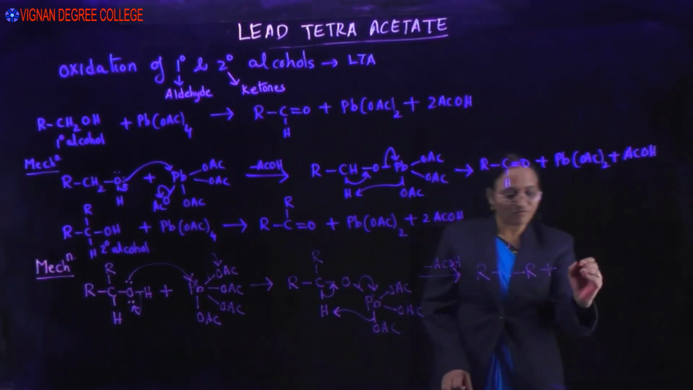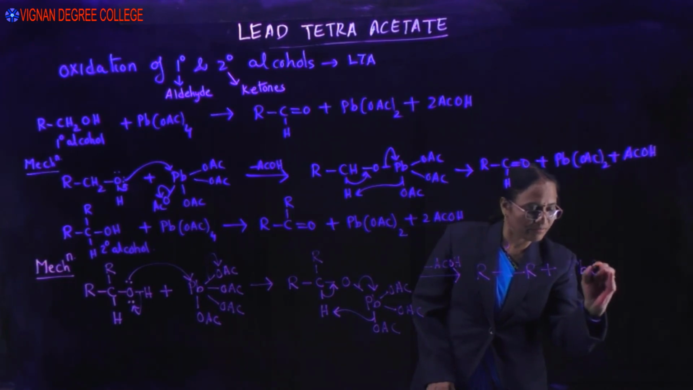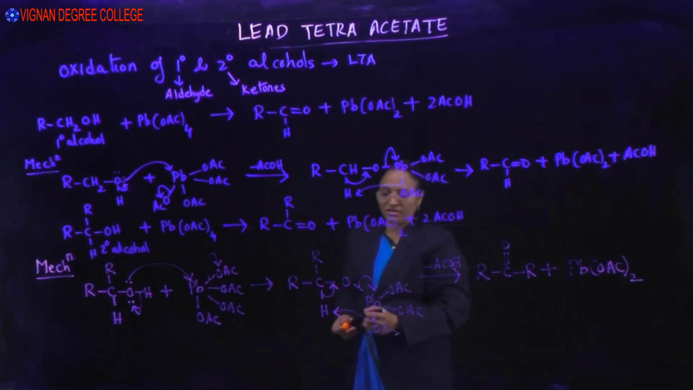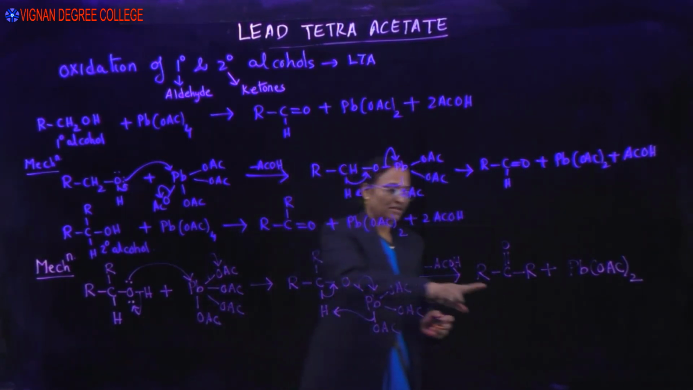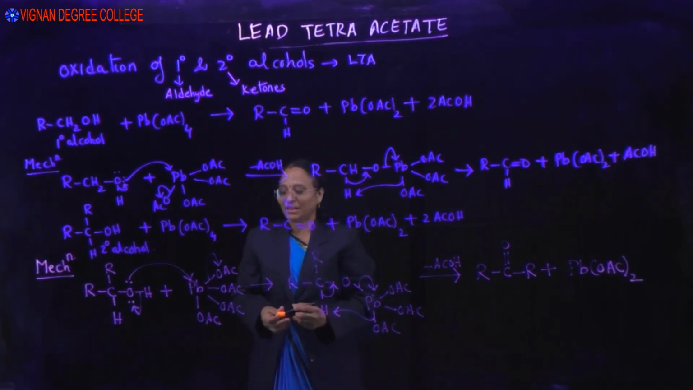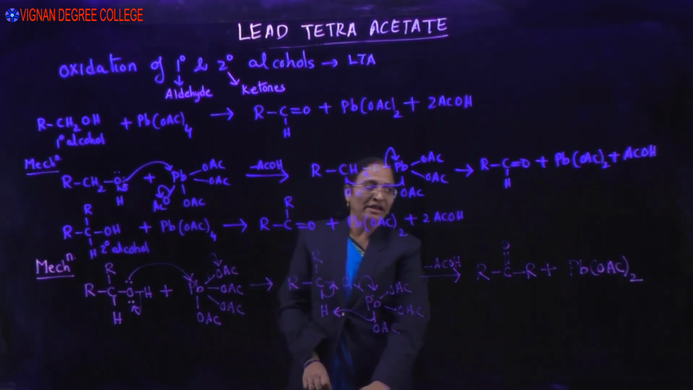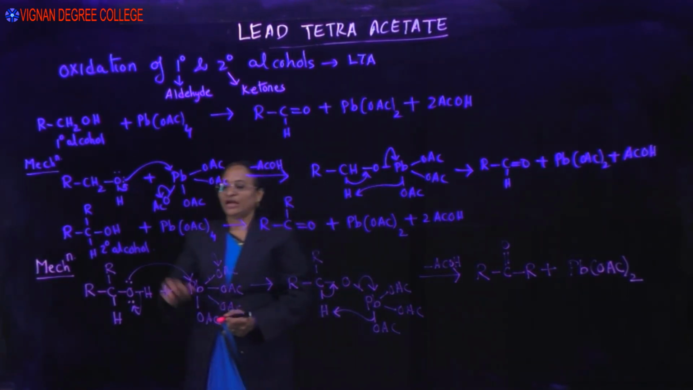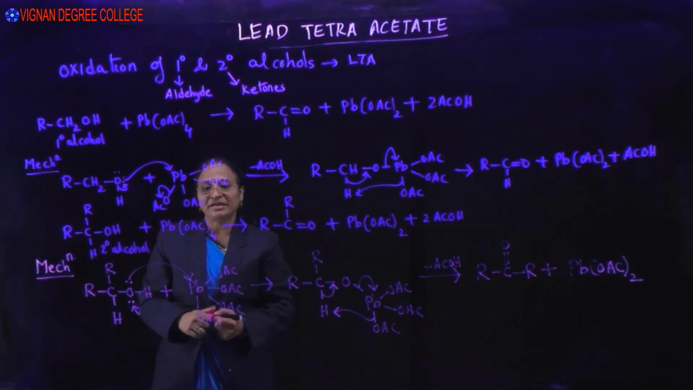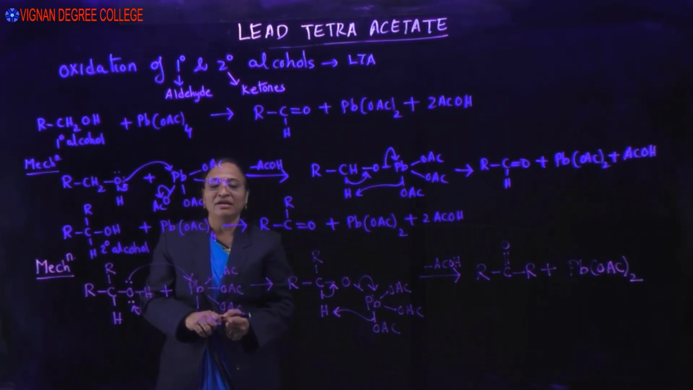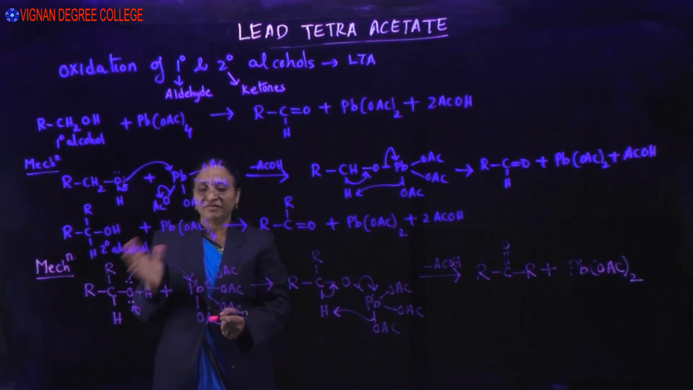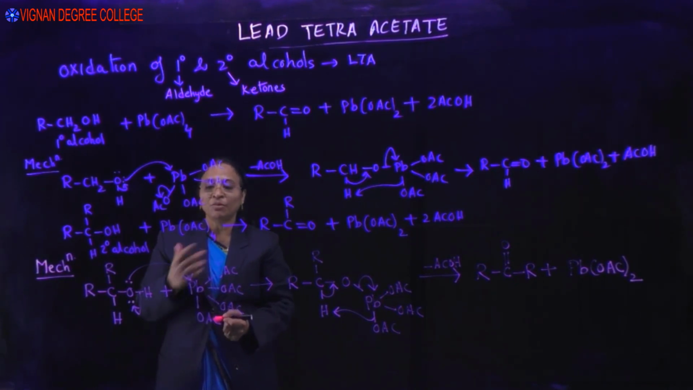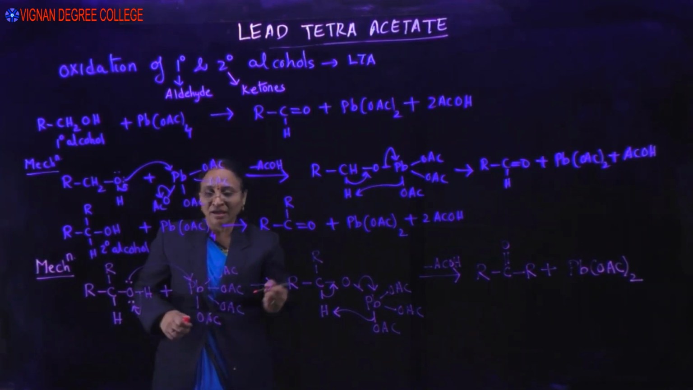with the formation of lead diacetate as the product. So a secondary alcohol is converted into ketone, whereas a primary alcohol is converted into an aldehyde with the oxidation of lead tetraacetate. Now if you have an alcohol which contains both primary as well as secondary alcoholic group at different positions, not at the adjacent positions as we have seen in case of vicinal diols, both will get oxidized into corresponding carbonyl compound.